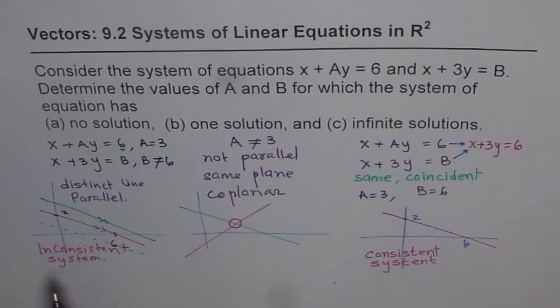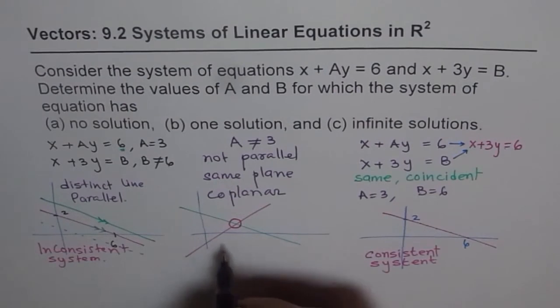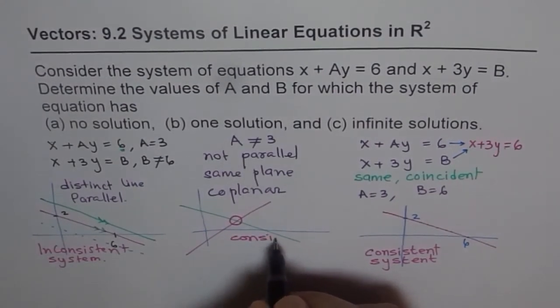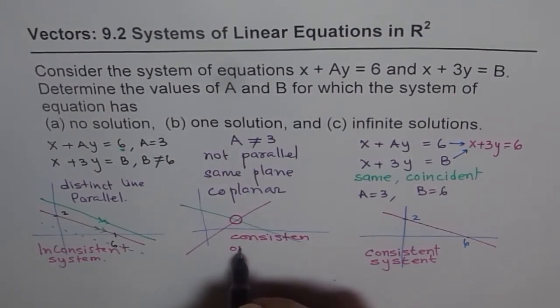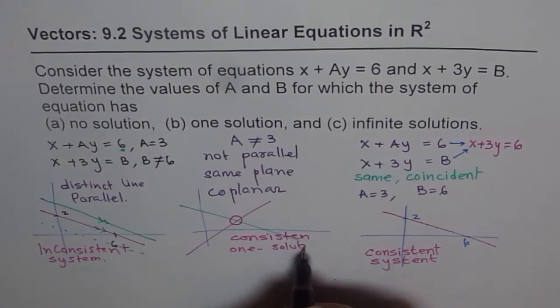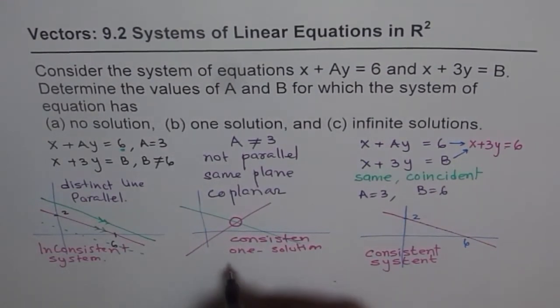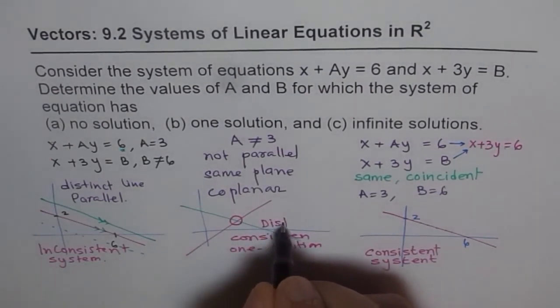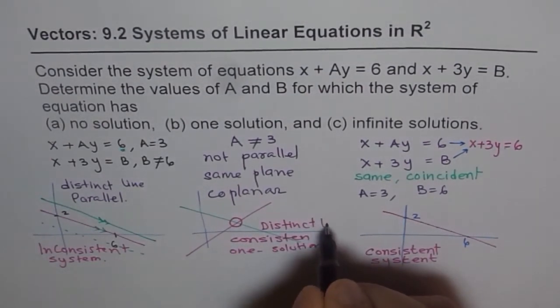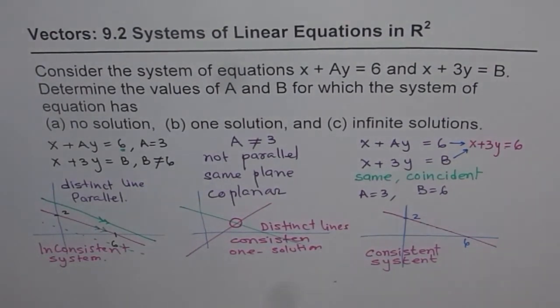So if the system is inconsistent, that means the lines are parallel and distinct and they have no solution. If the system is consistent, there are two possibilities, right? This is also a consistent system, and we have one solution. The lines are distinct, so we have distinct lines. So these are the different scenarios, and we'll have more problems to solve so that we understand this topic better. Let's move on. Thank you.